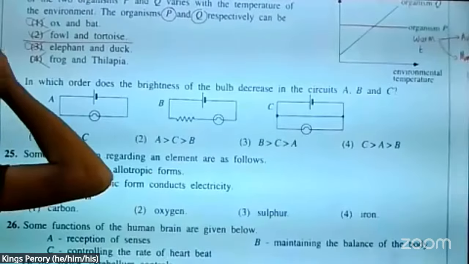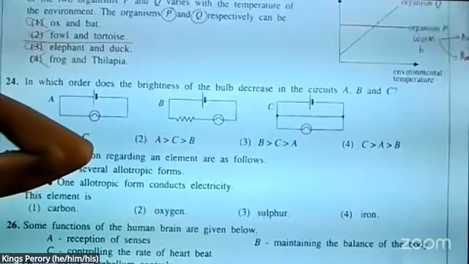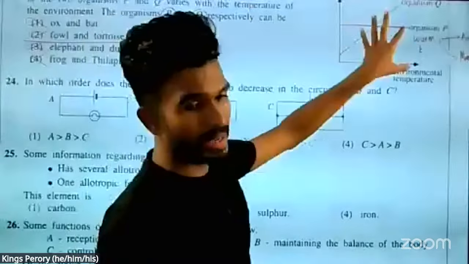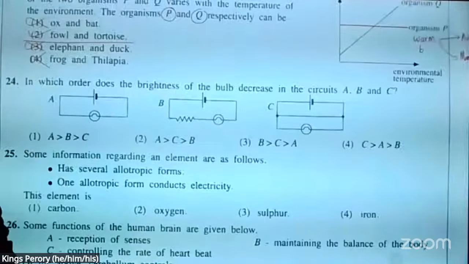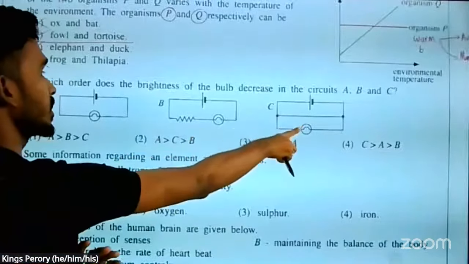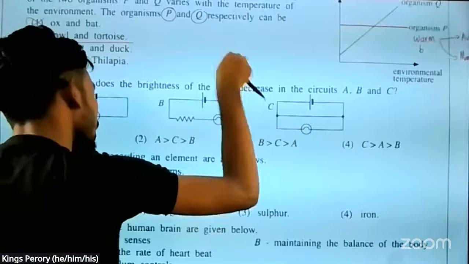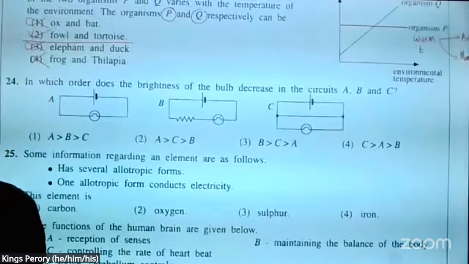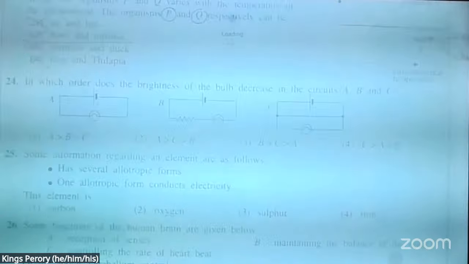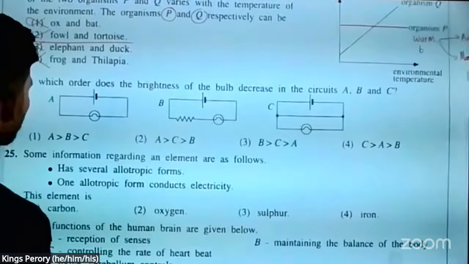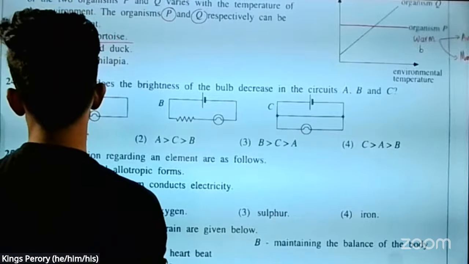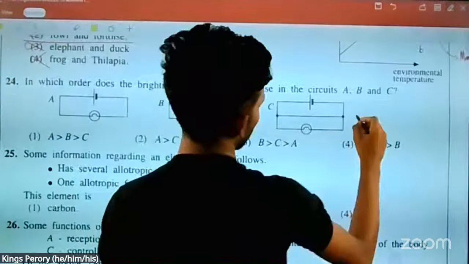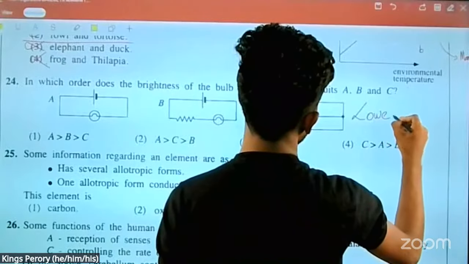In which order does the brightness of the bulb decrease in the circuits A, B, C? C is short circuited, which means it will have the lowest current in the bulb. It will have the lowest brightness. No doubt there, C has the lowest brightness. Why? Short circuit.